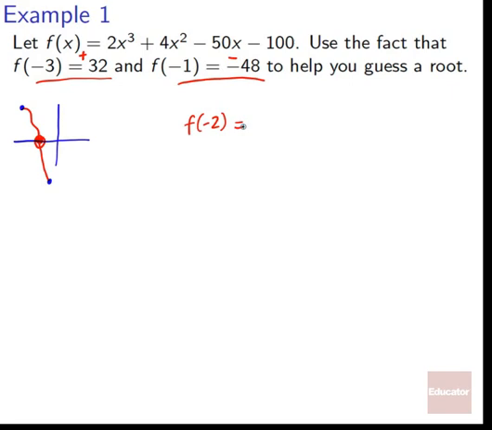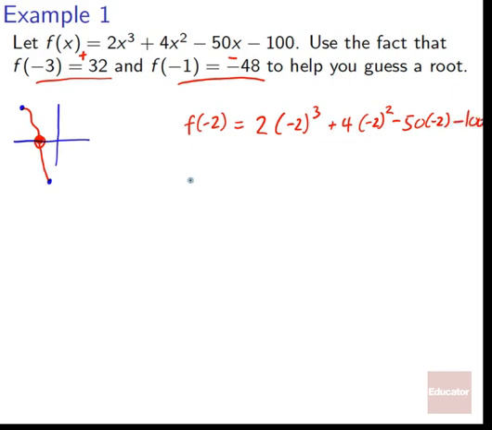And what the heck, we're students. They probably are going to make it not too hard on us. So let's try -2. Let's guess it. Let's see what happens. We plug in -2. So we have -2 being plugged in. So -2 cubed plus 4 times -2 squared minus 50 times -2 minus 100.